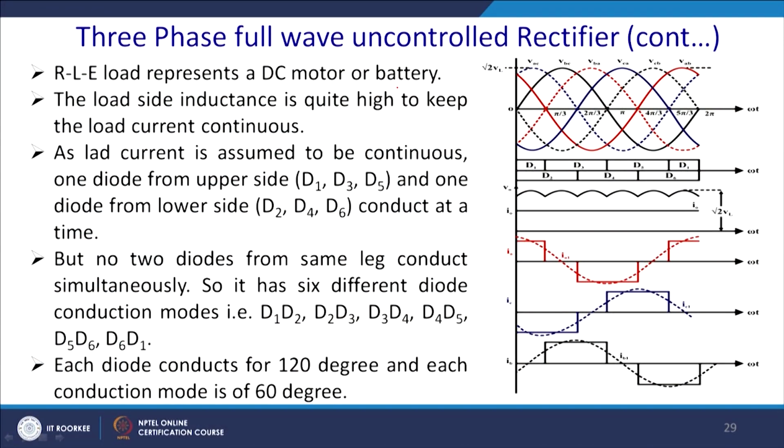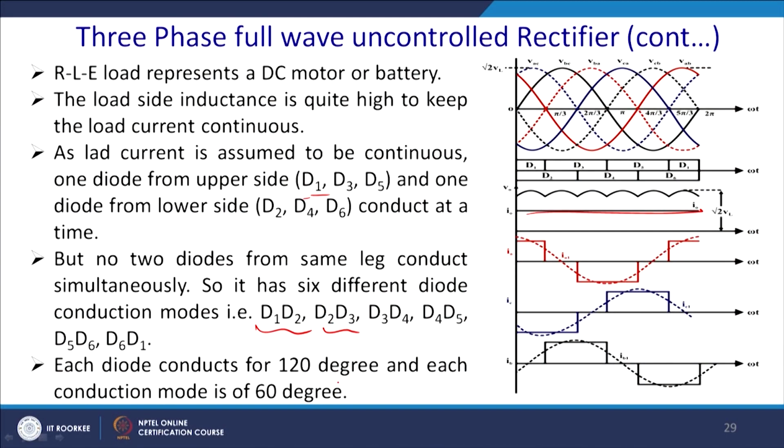So, we can see that the RLE load represents a DC motor or a battery, and the load side inductance is quite high to keep the load current continuous. So, we have a ripple, but this is the IDC value, and the load current is assumed to be continuous. One diode from the upper side, that is D1, D3, D5, and another diode from the lower side will conduct at a time, but no two diodes from the same leg will conduct simultaneously, otherwise leg shorting will take place, and ultimately no voltage will be delivered to the load at that time.